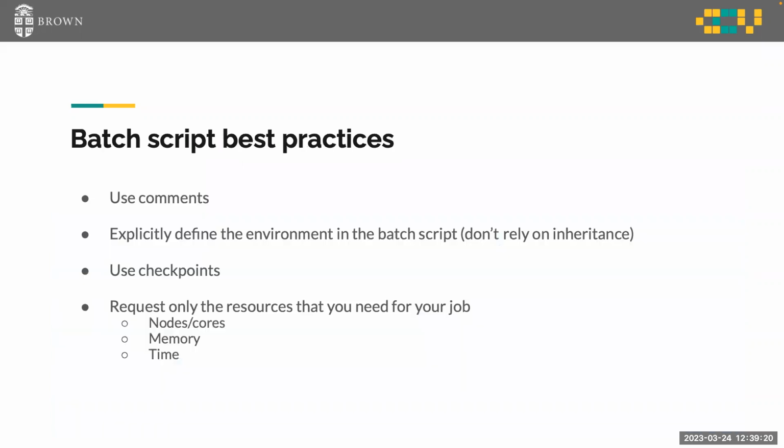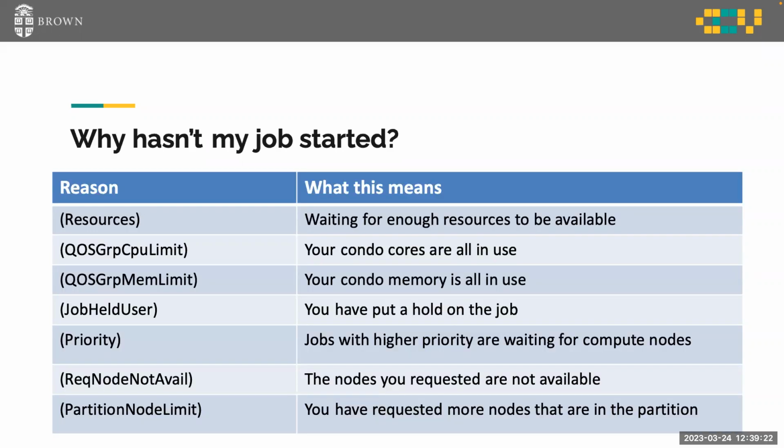The last two will stay in your queue and they'll sit there pending until you cancel them. And that will happen with any request, if you ask for 1,000 nodes or 10,000 cores, you can do that, and the job will just sit there pending, with an error message saying resources, or something along those lines. Okay.